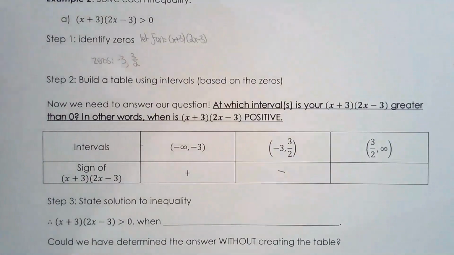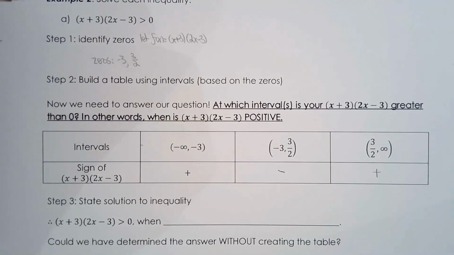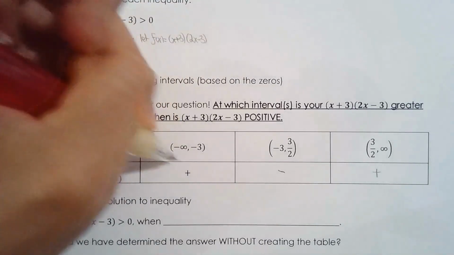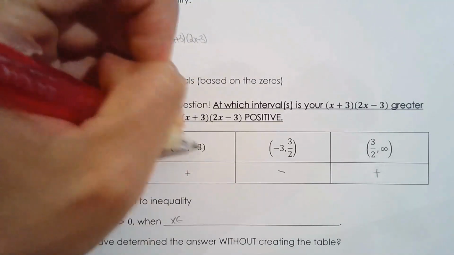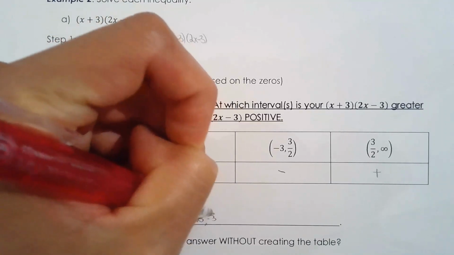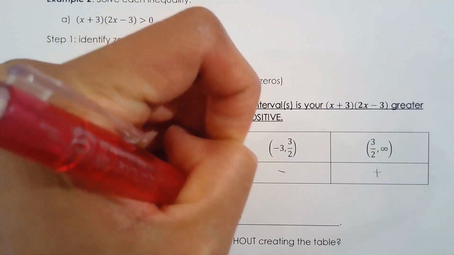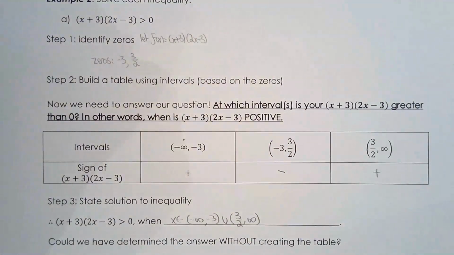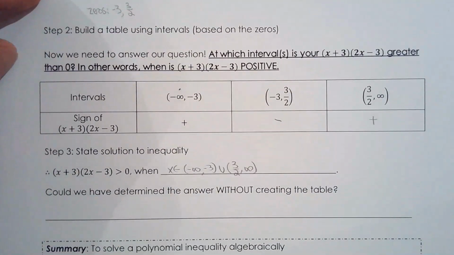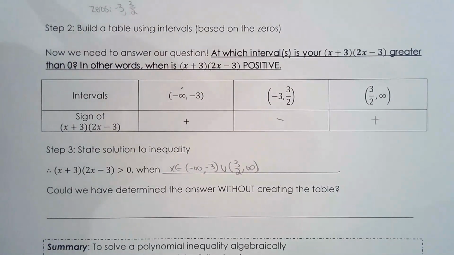Use some number greater than 3 over 2, I don't know, use 2 for example, and you realize that it's positive. So now I know exactly when this quadratic is greater than 0. When x is less than negative 3, right? That's what my interval table said. And when x is greater than 3 over 2. That's what my interval table said, right? So very reminiscent of what we did in the first chapter. Really try to relate the two because it's honestly the same thing.